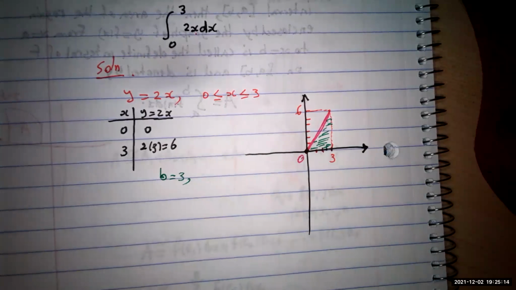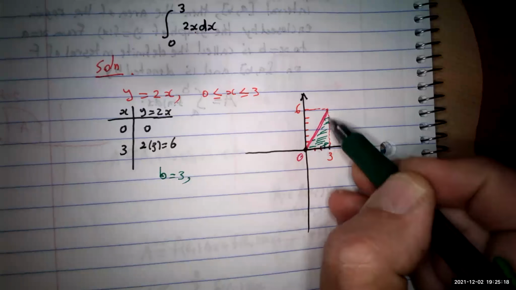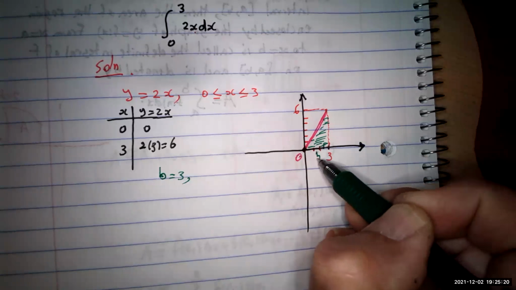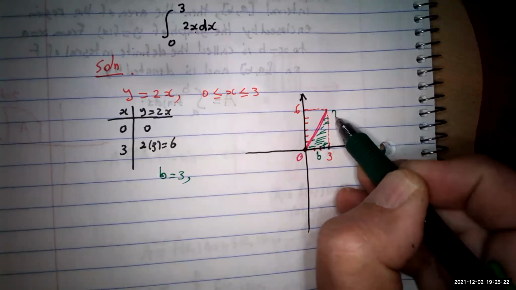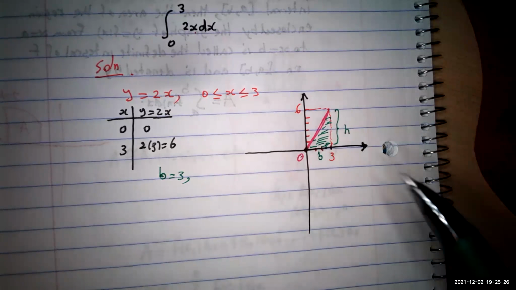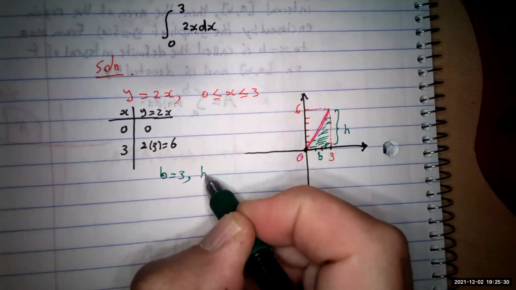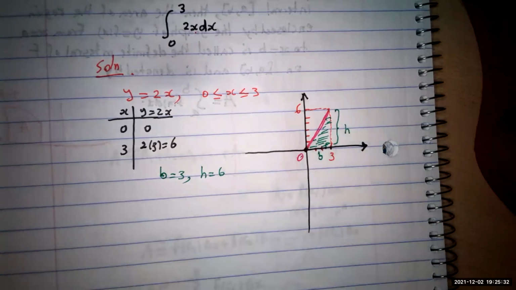Okay, then you need the height. Since it's a right triangle, this is going to be the height. This is going to be B, and this is going to be the height, H. So what is going to be H? From 0 to 6. So H is equal to 6.